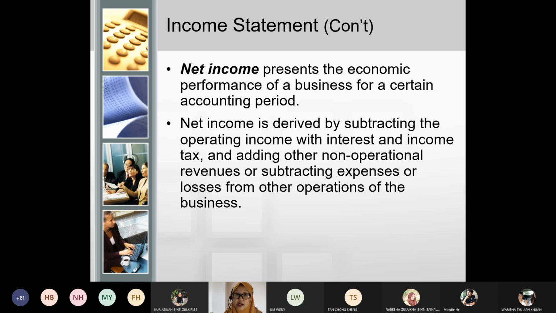Okay, so from operating income we minus the non-operating items, like any interest expenses and also tax expenses. So we deduct these two as non-operating expenses. If you have non-operating revenue, then we have to add it. The expenses are the losses from other operations. That is called non-operating, because these expenses and losses are not from the main activities of the company.